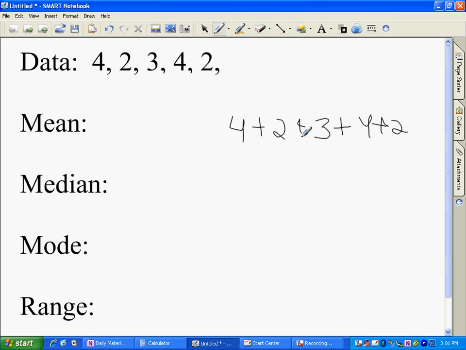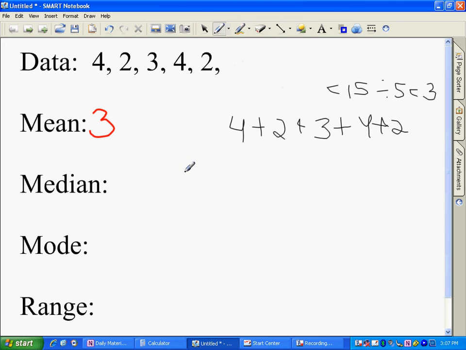Sorry. Okay, so when I add 4 plus 2 plus 3 plus 4 plus 2, I get 8, 11, 15, 16, 17. Did I do that right? No, I get 15. And so I have a sum of 15 here. And I have 1, 2, 3, 4, 5 numbers. So I'm going to divide 15 by 5, and I get 3. So that means that the mean is 3 for this set of data. Mean means average.